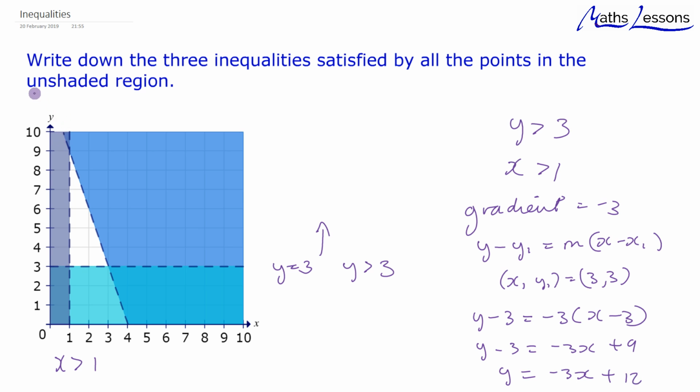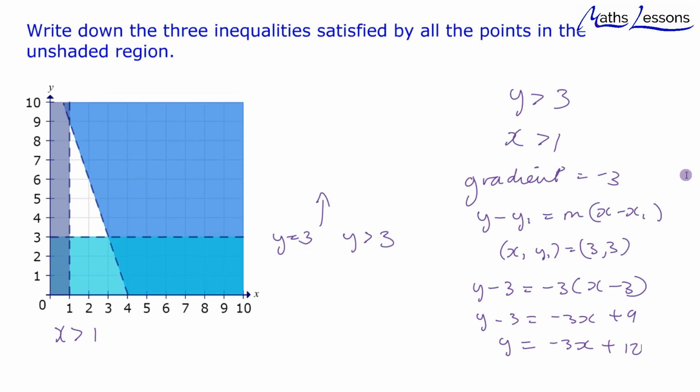Probably could have guessed this was going to cross at 12 and done it that way. If you want to do the y equals mx plus c way, once you've got the gradient -3, well, you know it's going to go 1 along, then 3 down, and we'll cross at 12. That is the other way to do it.